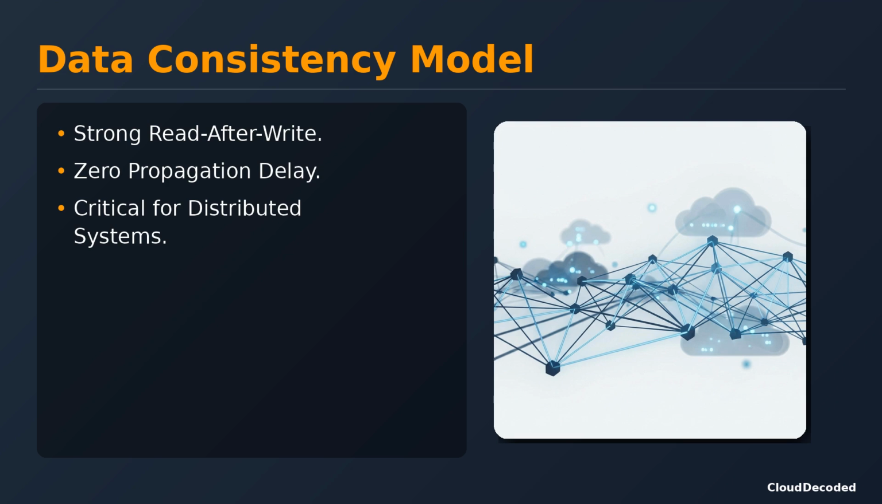A critical feature for developers is S3's strong consistency model. Unlike older object stores that were eventually consistent, S3 provides strong read-after-write consistency for all requests. This means that immediately after you write a new object or overwrite an existing one, any subsequent read request will instantly return the latest version. This simplifies application logic significantly, as you don't need to build complex workarounds for data propagation delays.